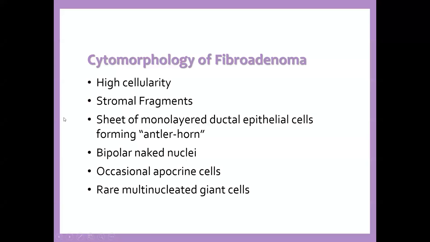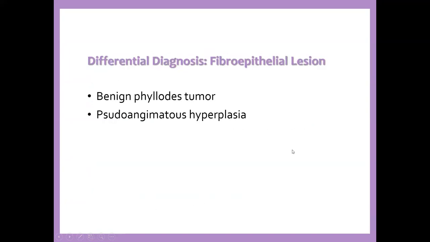Certain morphologic features of fibroadenoma are associated with high cellularity, stromal fragments, sheets of monolayer ductal epithelial cells forming antler horn, bipolar naked nuclei, occasional apocrine cells, and rare multinucleated giant cells. Differential diagnosis: fibroadenoma naturally falls into fibroepithelial lesions. You always have to consider benign phyllodes tumor and the possibility of pseudoangiomatous hyperplasia as differential diagnoses.